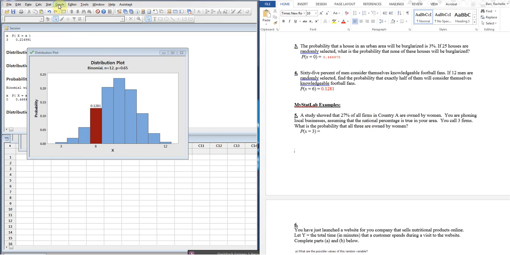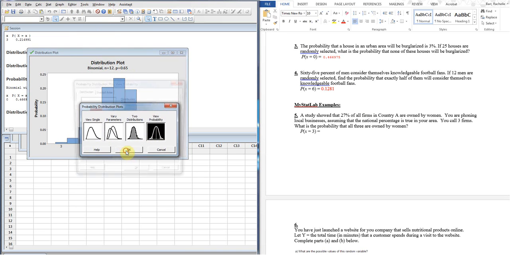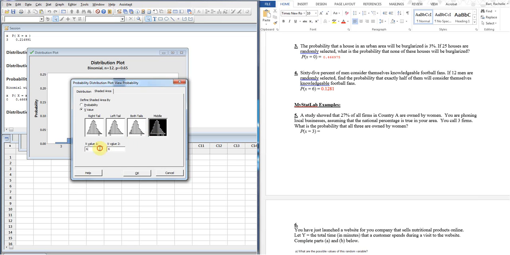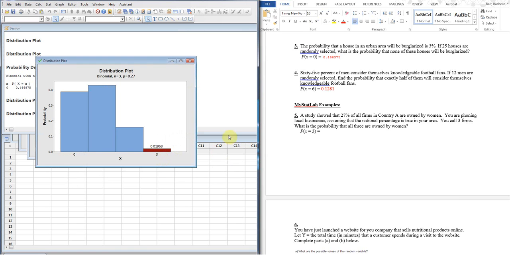So let's go up and create our graph. Let's go to probability distribution plot, probability view. Since I'm looking for an equal to, we're going to end up doing that weird between must be equal thing again. So I'm putting in my number of trials and my number of successes, and then for my shaded area, I'm looking for exactly 3, so I have to do that middle thing. And there it is. Kind of small.